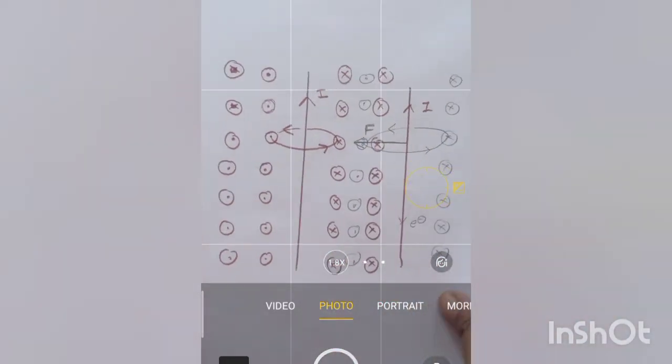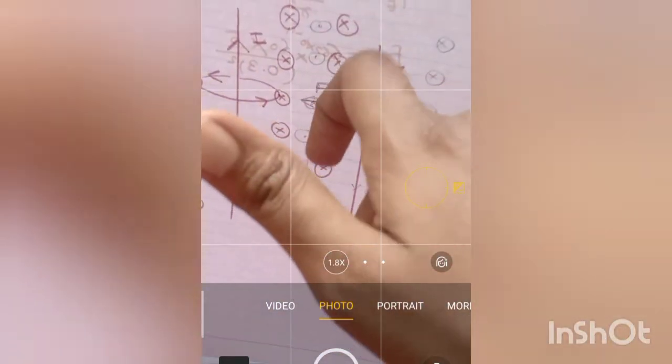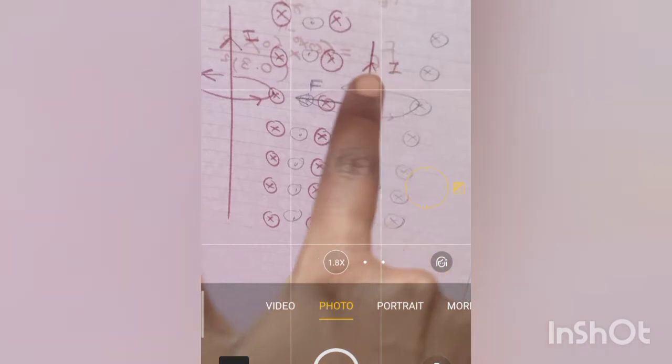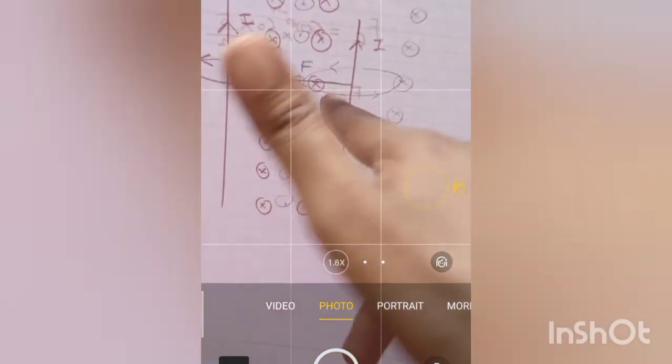If I consider it this way, the middle finger shows you the direction of the charges, and the forefinger tells you the magnetic field.